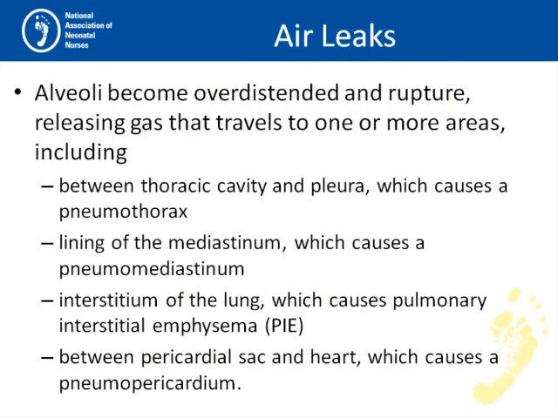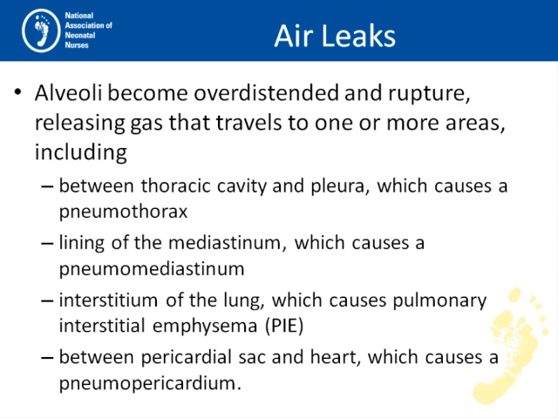Pathophysiology of air leaks. Alveoli become overdistended and rupture due to obstruction, such as meconium aspiration, poor lung compliance, such as from hyaline membrane disease or congenital diaphragmatic hernia, or from excessive airway pressure, such as from manual or assisted ventilation, or uneven air distribution at birth, which could be spontaneous.